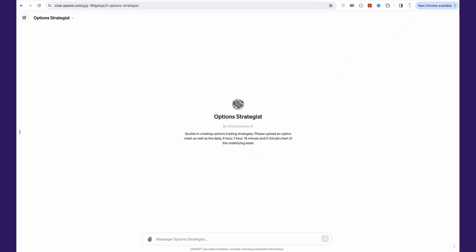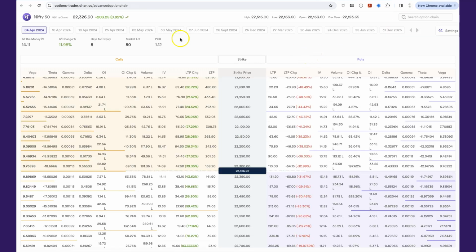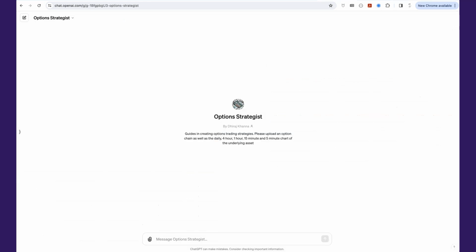So let's start off by looking at, so I'm looking at the Nifty 50. We're looking at an expiry of 4th of April. Today is the 1st of April. And what I'm doing is, so I can see Vega, Theta, Gamma, Delta, and all these different columns. I'm just going to take a snapshot of this. That's the first thing that I'm doing. And I upload it here.